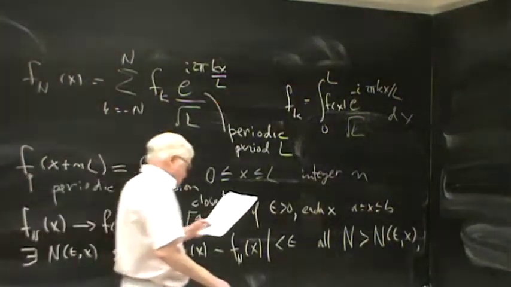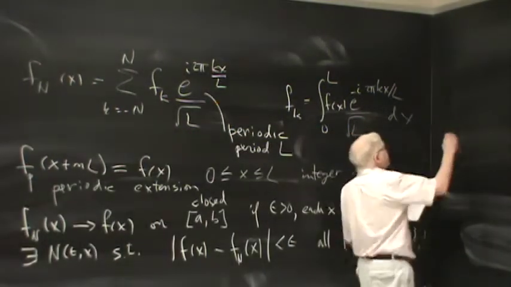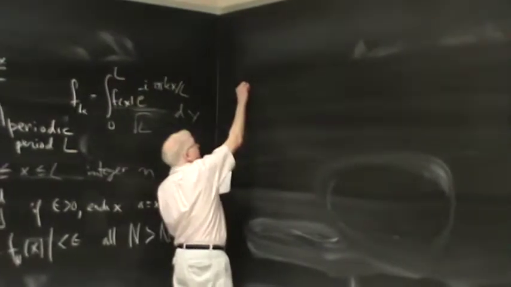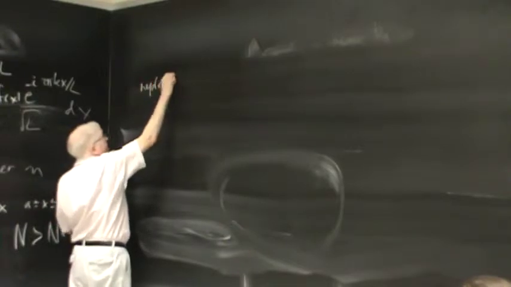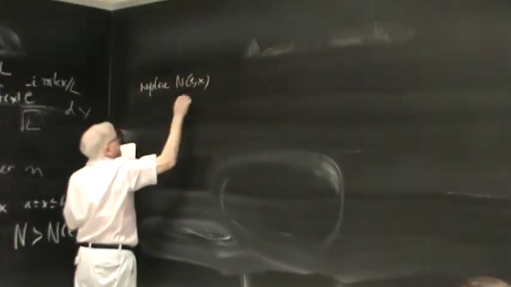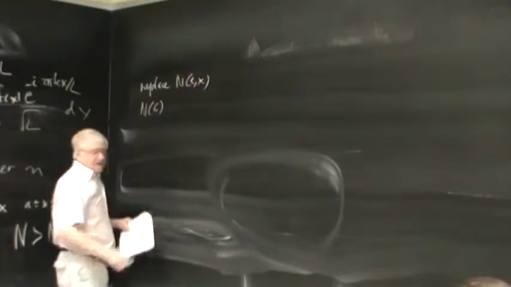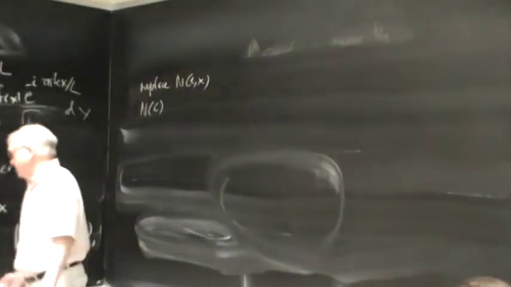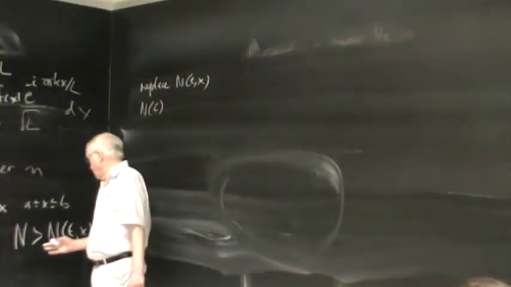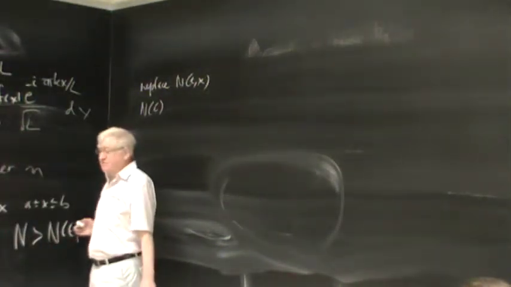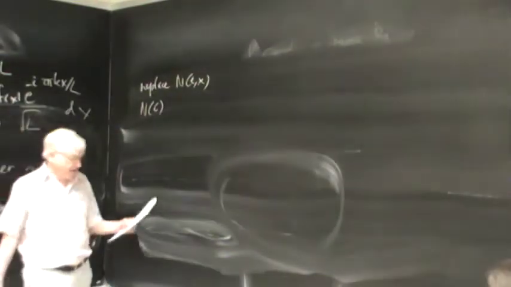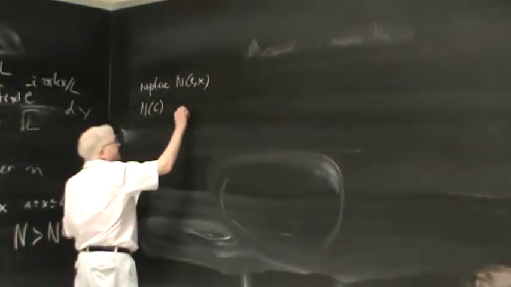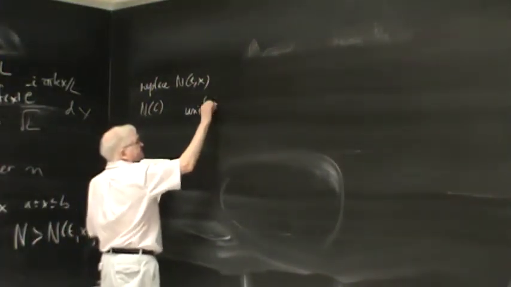But now where closure comes in is, suppose we can replace n of epsilon and x with simply n of epsilon. Then we would be saying that the absolute value of f of x minus fn of x is less than epsilon for all n greater than some n of epsilon. So this would have to be true on the whole interval. Then what you have is uniform convergence.